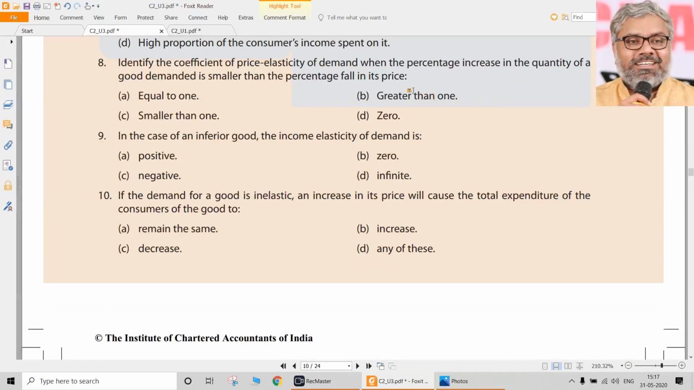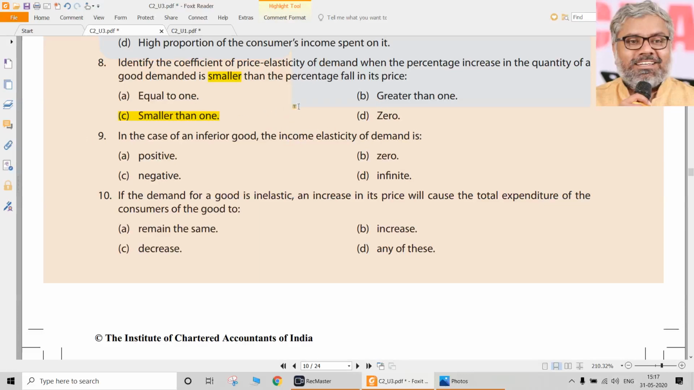Then the 8th question: identify the coefficient of price elasticity of demand when a percentage increase in the quantity of a good demanded is smaller than a percentage fall in its price. So what is going to be the coefficient of price elasticity, it is asking. How much we don't know, but the tendency is given. Percentage increase in the quantity demanded is smaller, means the numerator is smaller than the denominator. When the numerator is smaller than the denominator, naturally how will the price elasticity of demand be? Naturally it is going to be smaller than 1.